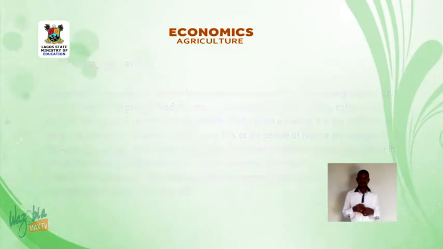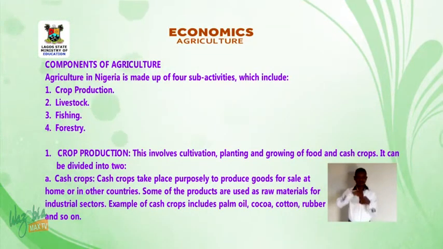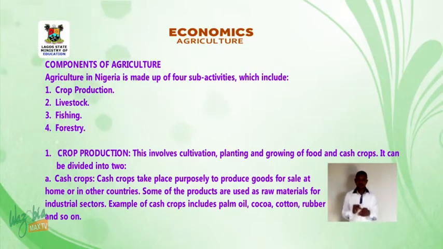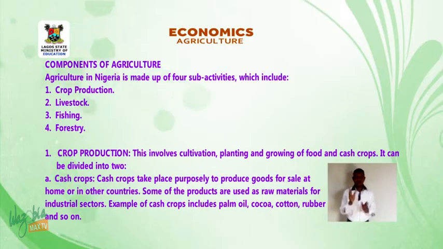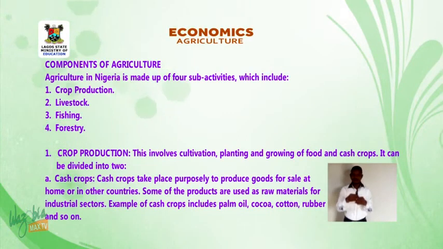Components of agriculture. Agriculture in Nigeria is made up of 4 sub-activities, which include 1. Crop production. 2. Livestock. 3. Fishing. 4. Forestry. Number 1. Crop production. This involves cultivation, planting, and growing of food and cash crops. It can be divided into 2.